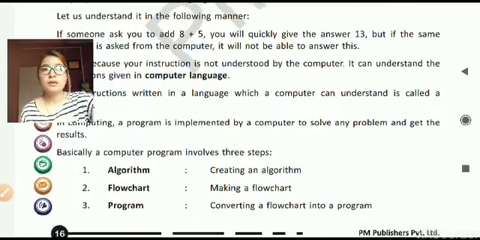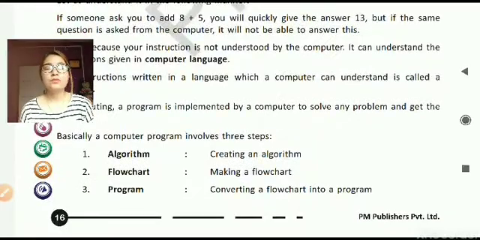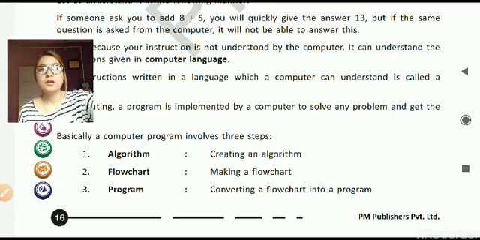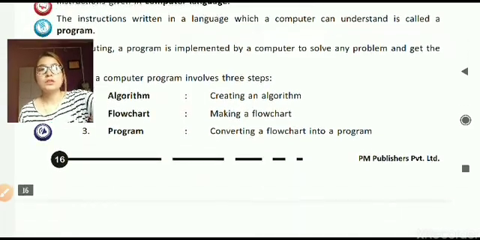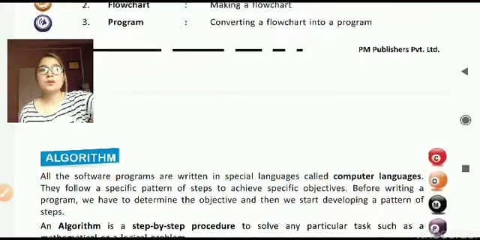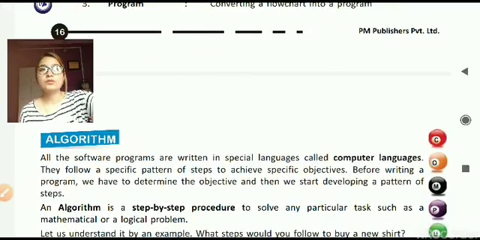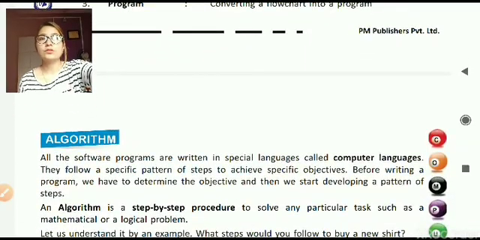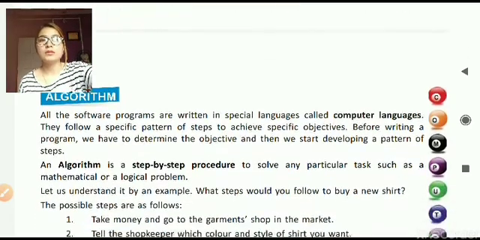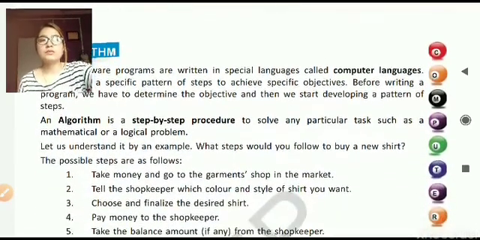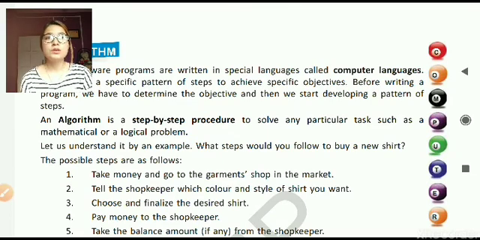There are many parts of a program. First one is algorithm, second one is flowchart, third one is the program itself. Now we'll look into each one of them. First one is algorithm. What is an algorithm? What do you think is an algorithm? An algorithm is a step-by-step procedure to solve any particular task, such as a mathematical or a logical problem.